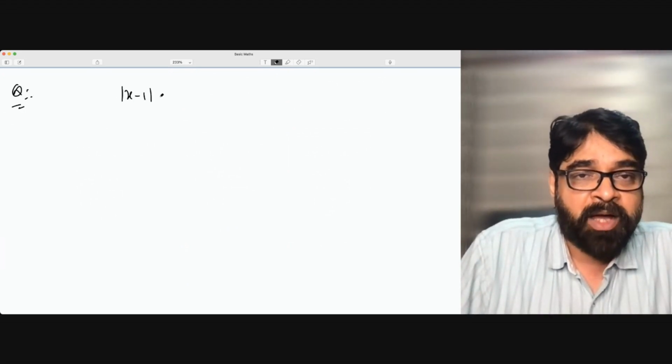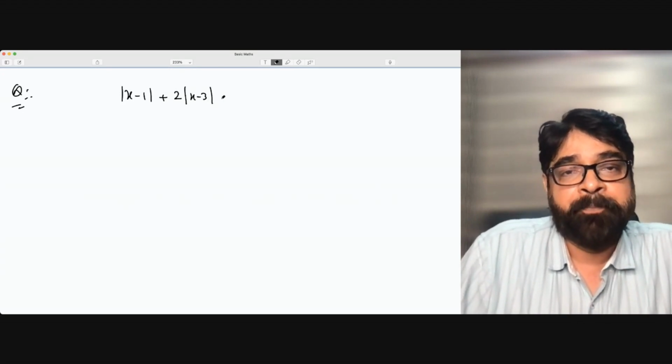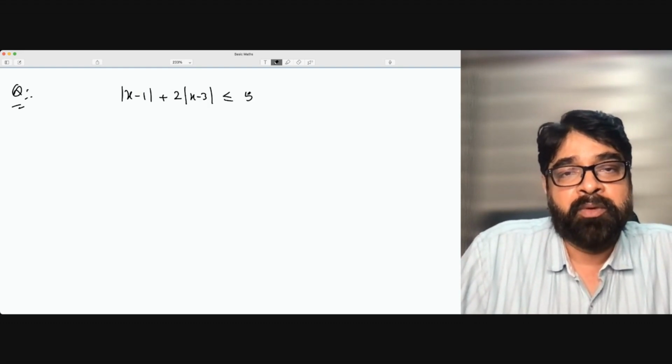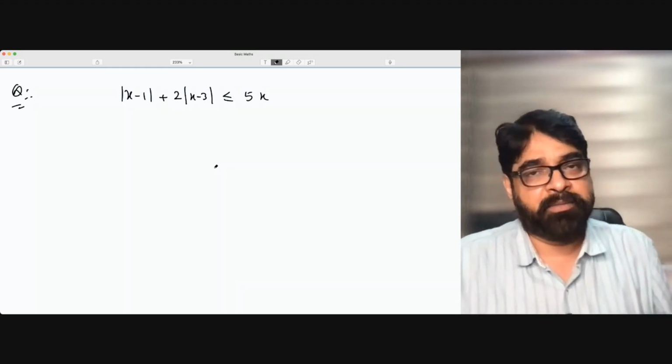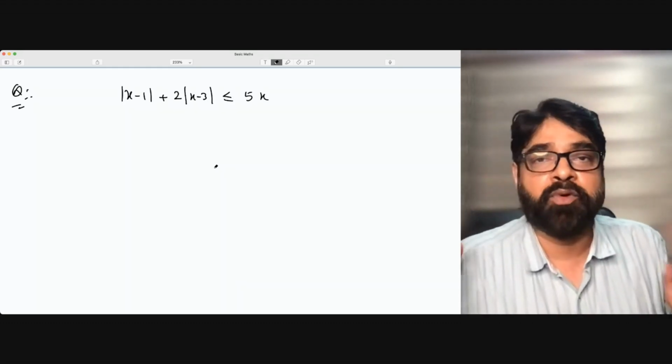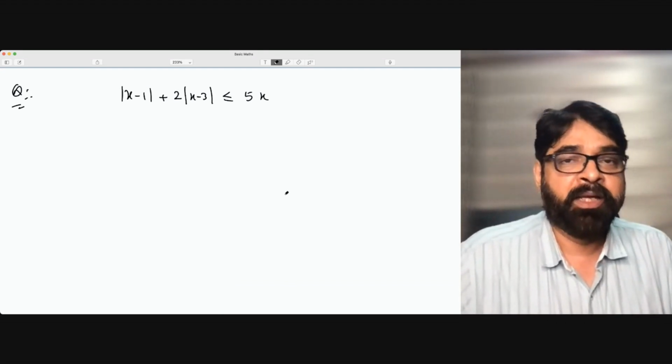Mod of x minus 1 plus 2 mod x minus 3 is less than or equal to 5x. Imagine I have to find out x. Again, don't get scared, it's simple. If you know solving by making cases, it's the most simple thing.